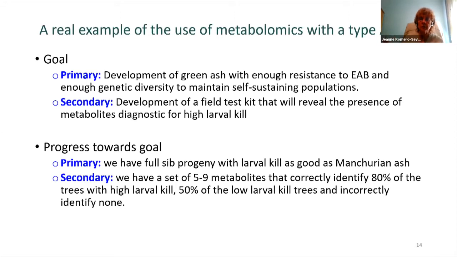Because there are some that don't kill any larvae. They are just lucky. And those trees don't have anything to give their progeny. Their progeny aren't going to be resistant.